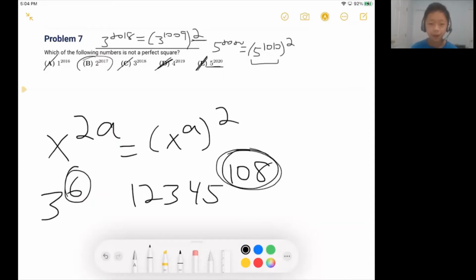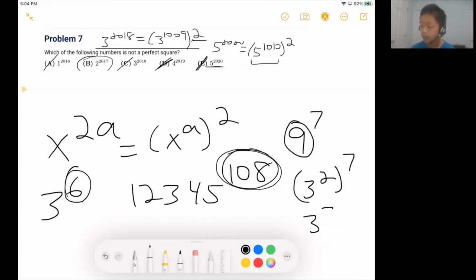But be careful that just because a power is an odd number doesn't mean it's not a perfect square. If I had the number 9 to the power of 7, even though 7 is odd, this is still a perfect square because 9 itself is a perfect square. So I can write 9 as 3 squared, to the 7. So this is 3 to the 7, squared. So don't just say, oh, the exponent's odd, so it can't be a perfect square. Just like we saw with choice D, which is 4 to the power of 2019, even though 2019 is odd, we still knew it was a perfect square. So yeah, just a warning there.